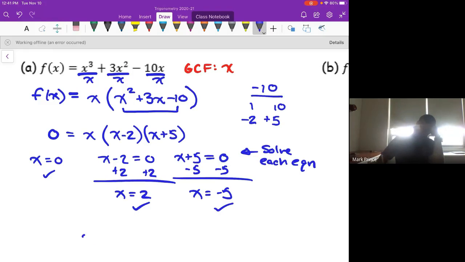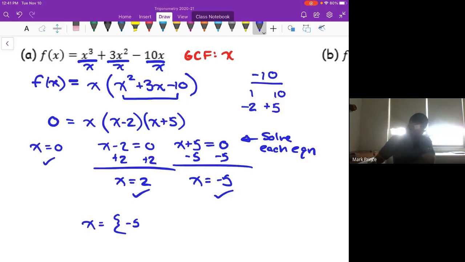All right, I'm going to list my answers in set notation, so my squiggly brackets. It doesn't matter the order. I like to write it from lowest to highest. That's negative 5, 0, and then 2. All right, so these are the zeros of this polynomial function. If we were to graph it, this function would touch the x-axis at negative 5, 0, and 2, which is what we did in the previous section.